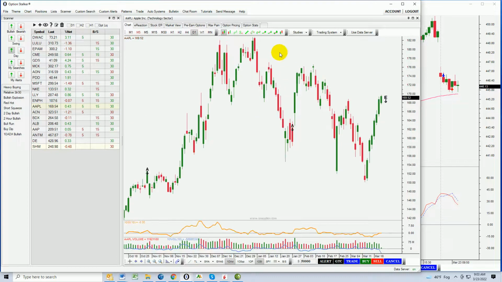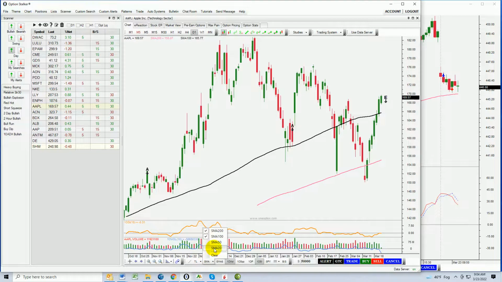D1 chart, downward sloping trend line, breach to the upside. Put up those major moving averages, see where they come into play. Yes, we're above all of them. And we've got a breakout above that downward sloping trend line. And we have relative strength today. Apple is your stock pick of the day.